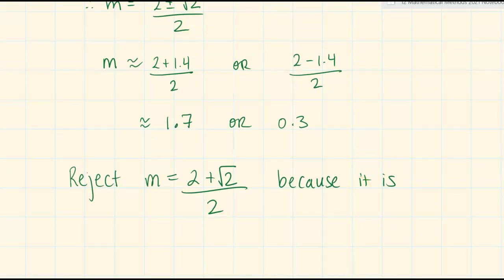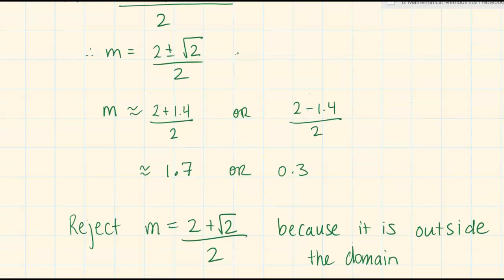It's outside. It's greater than 1. Good. Because it is outside of the domain. Another way you can think about it is to split the fraction, because it's 2 plus root 2 on 2. Well, 2 on 2 is 1, and then when you add on half of root 2, it's going to be over 1, isn't it? Like, that's another way to think about it.